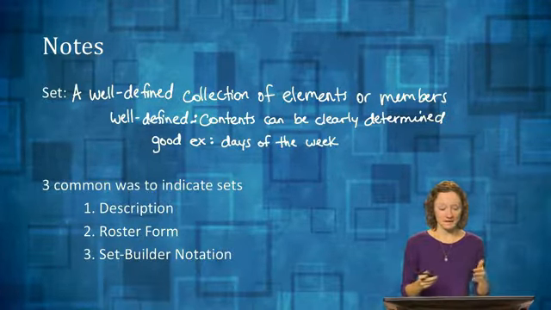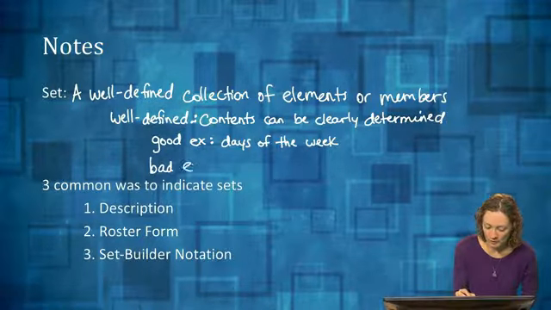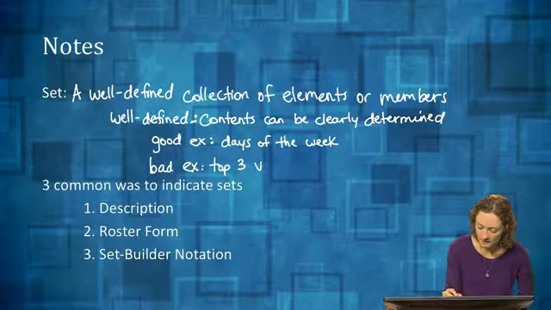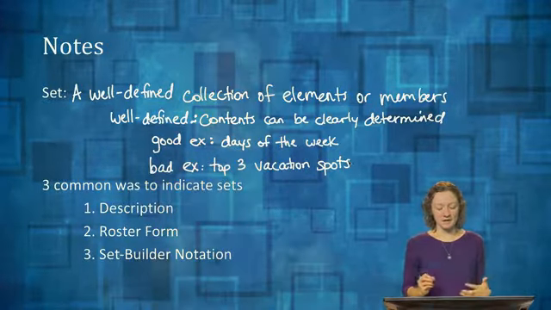That's a well-defined set. A bad example would be something like the top 3 vacation spots. This isn't clearly defined because my answer to this question would be different than your answer. Depending on who you talk to, you'd get different answers. That's why we want to stick with something that is well defined.